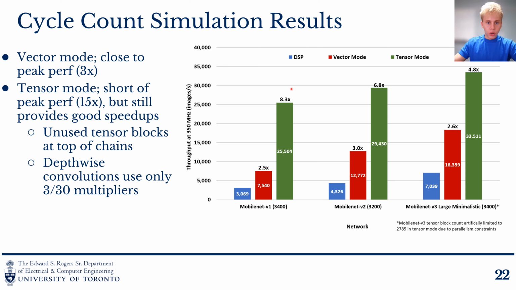Tensor mode, shown in the green bar here, falls short of its peak performance improvement of 15x based on the number of extra multipliers we have compared to the DSP implementation, but still provides good speedups. And this limitation is due to a couple things, the two main ones being unused tensor blocks at the top of each chain as we use those for preloading, and then depth-wise convolutions in all cases in this graph have to use scalar mode, which means they're only using 3 out of 30 multipliers.